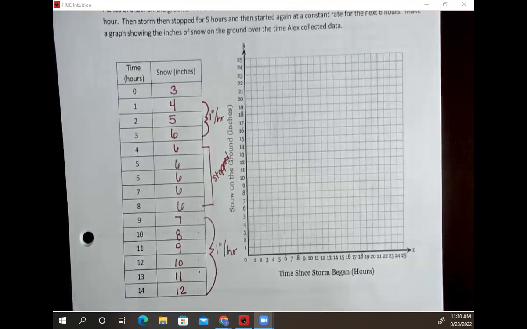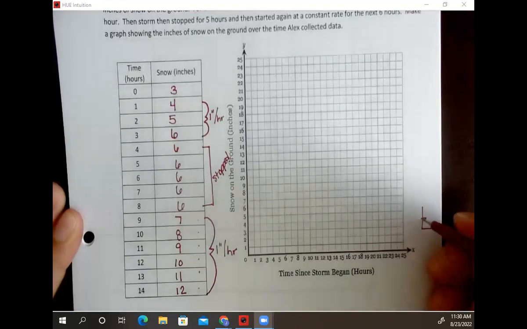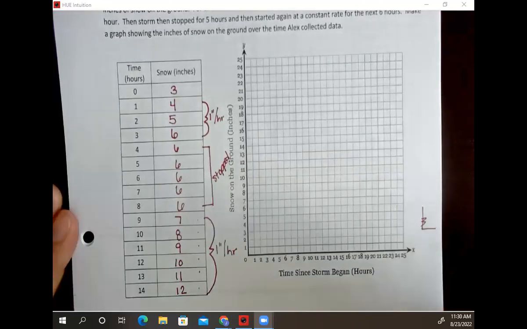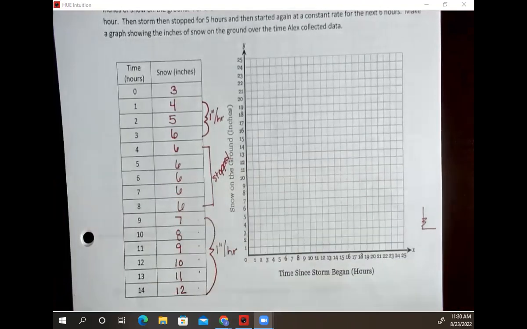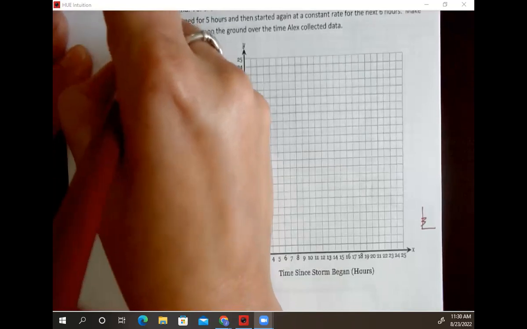If for some reason they can't, then remember you can always do that little graph break, okay? That little squiggle on the axis to represent we've got a jump here. Since we already have everything labeled, we can go ahead and plot our values here. So remember, time is on our x-axis, snow is on our y. So each of these is like an ordered pair.